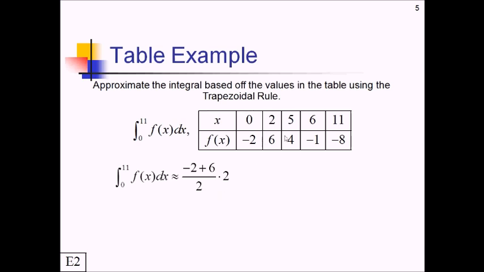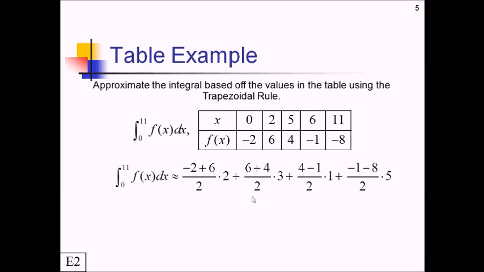Next, we've got 6 plus 4 over 2 times a base of 3, because 5 minus 2 is 3. Next, we've got 4 plus negative 1 over 2 times a base of 1. And then we've got negative 1 plus negative 8, or minus 8, over 2 times a base of 5.